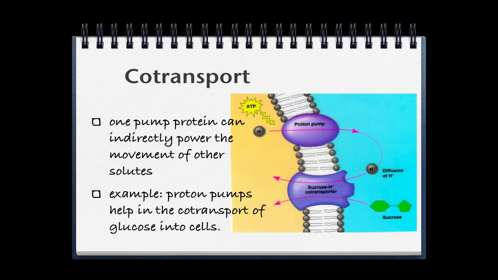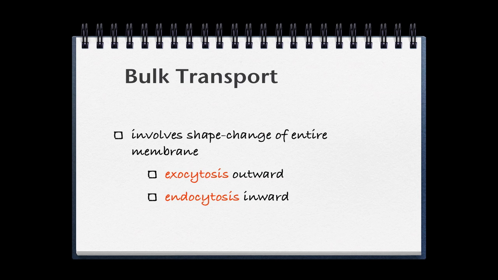So in this case, the proton pump is a co-transporter of glucose, or in this case, well, that should say sucrose here. So in this case, it's transporting sucrose into the cytoplasm, and it's doing that with energy that's coming by way of the gradient created with hydrogen ions.